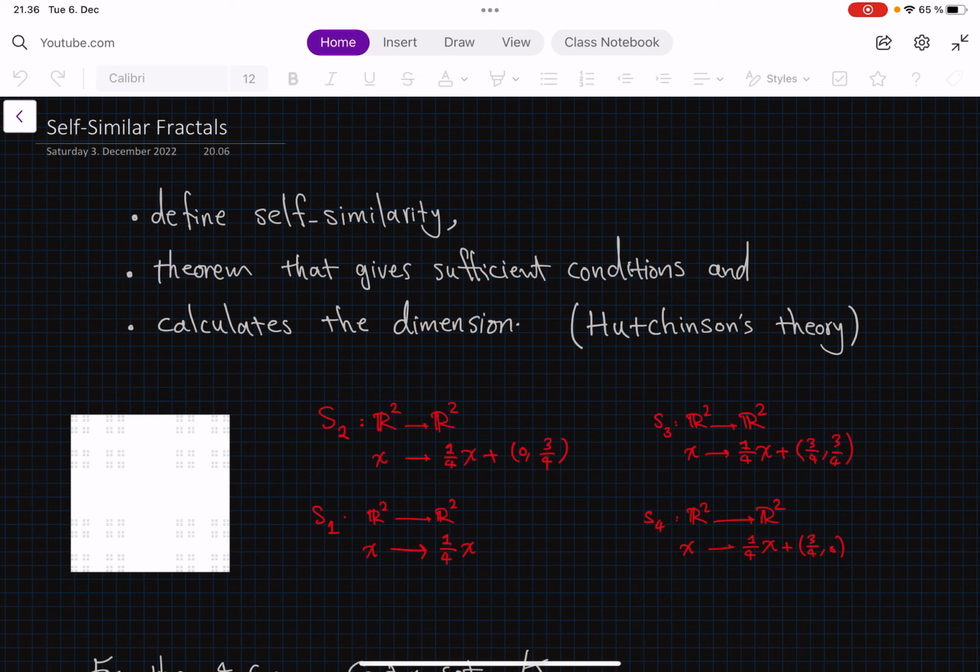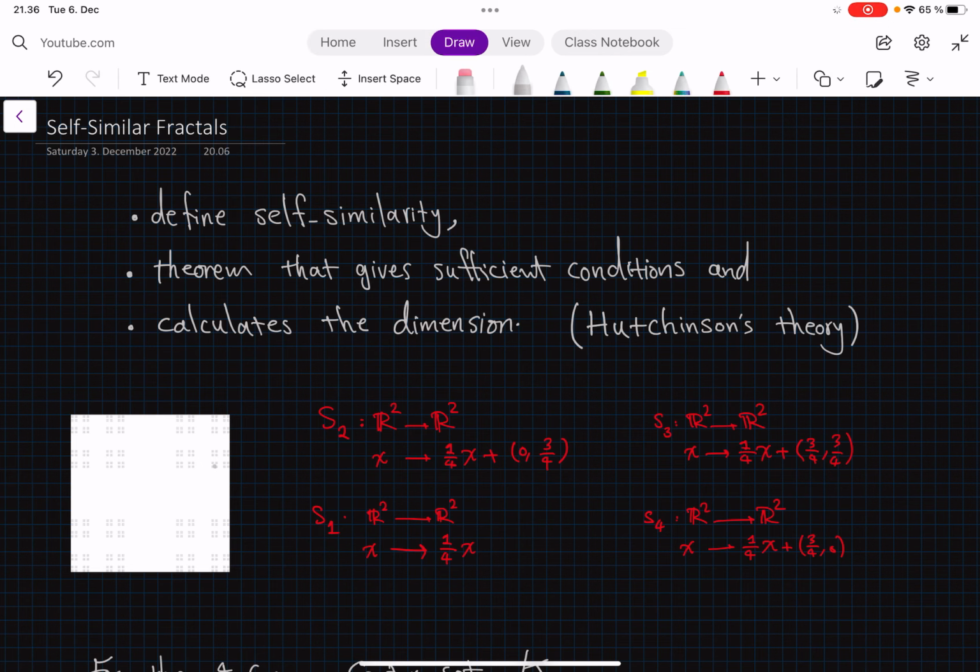What we're going to do is give a mathematical definition of what self-similarity is, and then talk about a theorem which gives sufficient conditions for certain sets to be self-similar, and then calculate the dimension of those sets based on how they are constructed. So to motivate the discussion, we look at the four-corner Cantor set. I hope you can still see these not so visible dots here and there. That's in fact how the Cantor set looks like.